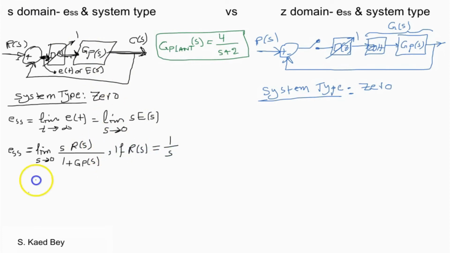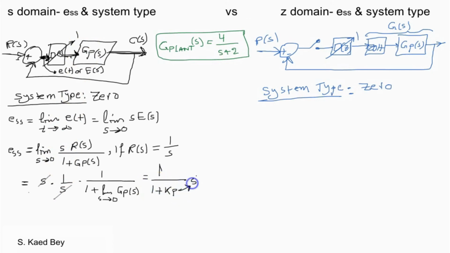If we assume the input is a unit step or a step of magnitude r, where r is equal to 1, then the s's cancel and the limit as s tends to 0 for the forward transfer function can be denoted as Kp. Now Kp is the position error constant, and this is because the input is a step. Since our forward transfer function is just the plant transfer function, if we substitute s equals 0, then Kp equals 2. And the steady-state error in this case is 1 over 3, which is 0.333 as obtained before.